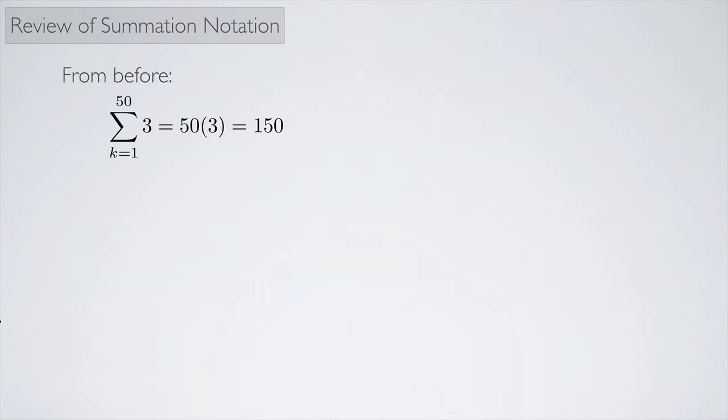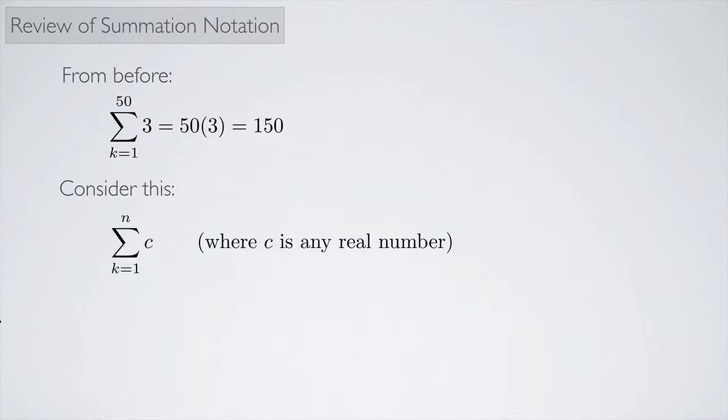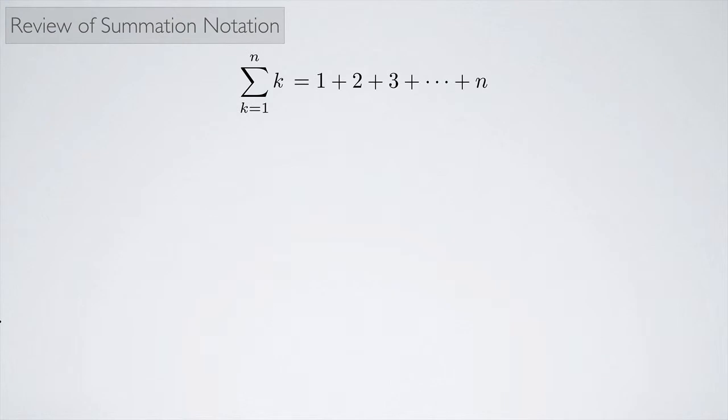Okay, so we just saw that the sum from k equals 1 to 50 of 3 was 150, just 50 times 3. So consider this. What if I have the sum from k equals 1 up to n of c, where c is any real number? Well, in this case, you might guess, and you would be right, that it would just be n times c. Okay, what about the sum from k equals 1 to n of k? So that would be 1 plus 2 plus 3 all the way up to n. So let's figure out how we would get a nice formula for a sum like this.